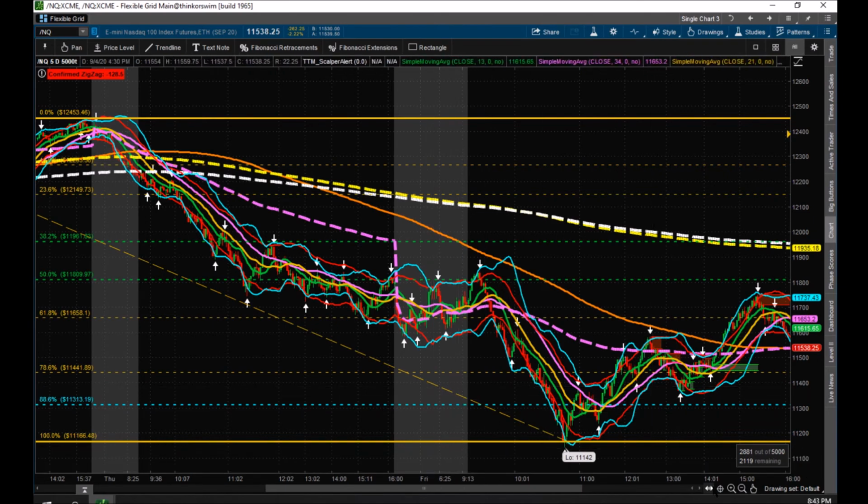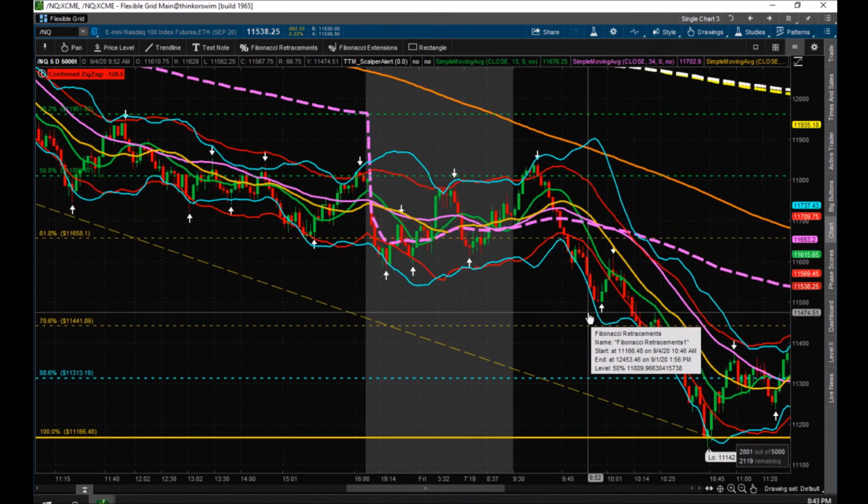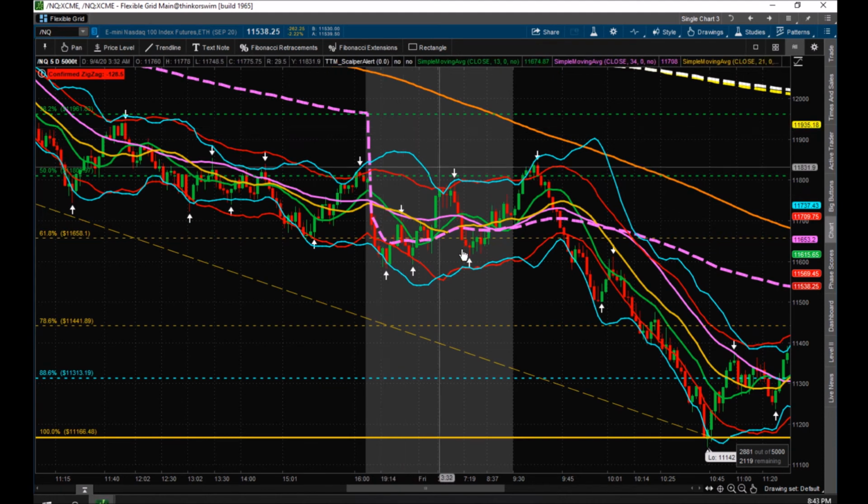This is night trading. That's how I night trade. This is the night session here. You look at the daily, you look at the daily VWAP, the pink one.